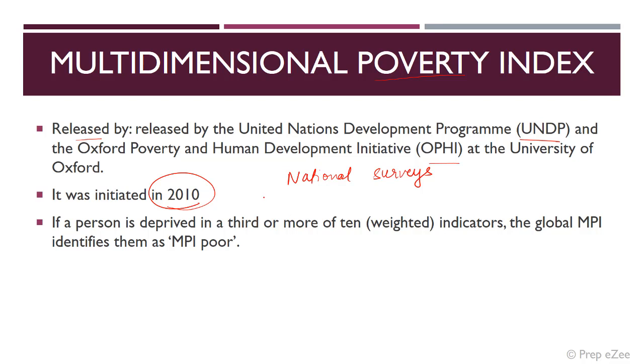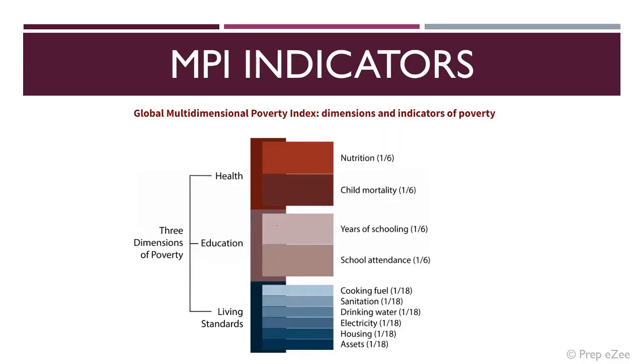In this index, there are different dimensions and different indicators. We will have a look at these indicators in just a minute. These indicators have different weights, and if a person crosses 33% of this weight, then the person is considered multidimensionally poor. So out of the 10 weighted indicators, if a third, that is 33% of the weight, is crossed, then the person is considered multidimensionally poor.